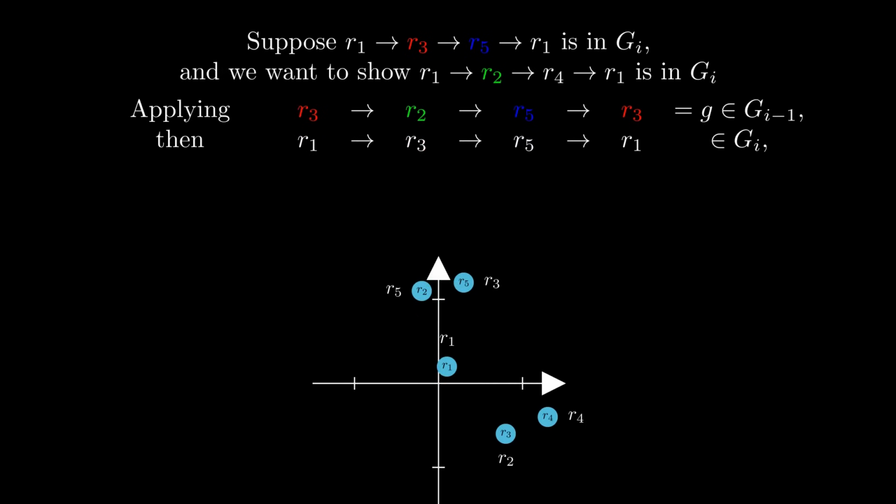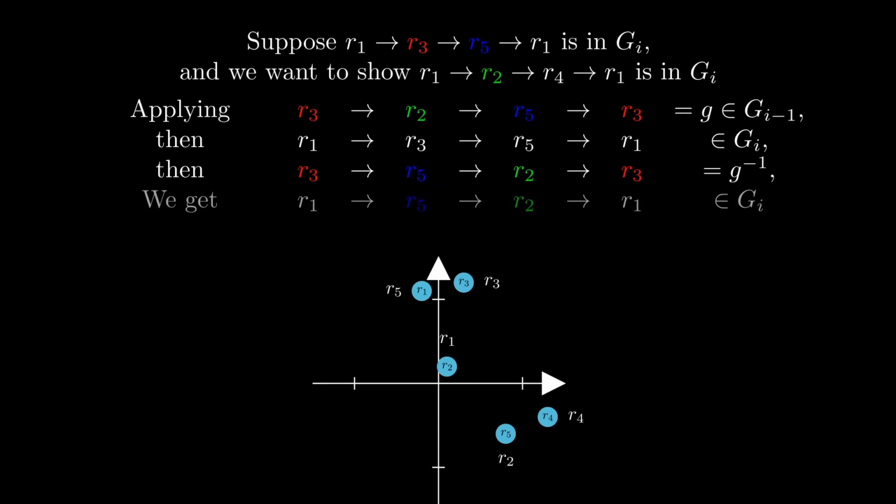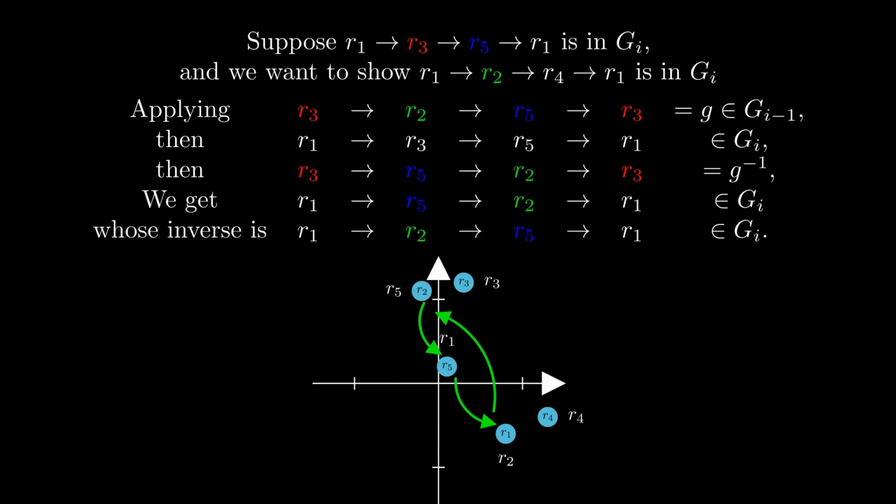And then the next step is to copy down our original element, which we know is in Gi by assumption. Doing that on the diagram, we get this permutation. And then finally, we copy down the reverse, the inverse of our red and green permutation. Applying it on the diagram, we end with this. Writing down the permutation we've obtained, we get R1 to R5 to R2 to R1, which is in Gi. And that's because Gi is normal, and we conjugated something in Gi, which always leaves it still in the subgroup.